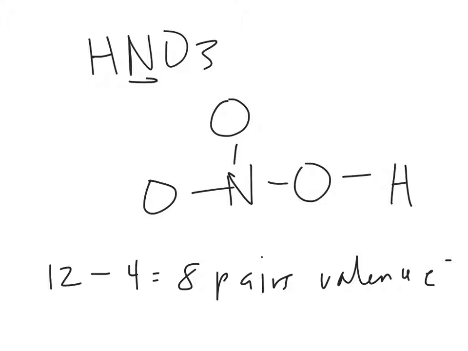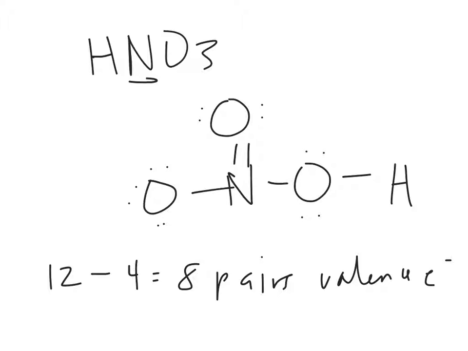If you play around with this, you'll find that in order to complete the valence shells on the nitrogen and the oxygens, you will need a structure that looks like this. You'll have to use a double bond to the nitrogen. Otherwise, you won't have enough electrons to complete the valence shells on all of the oxygen atoms.